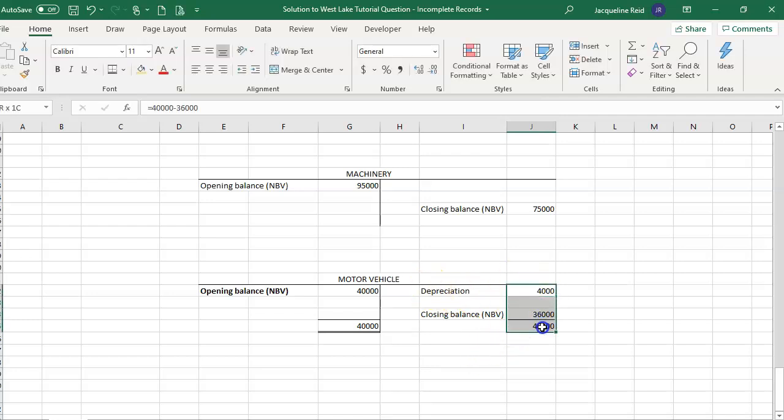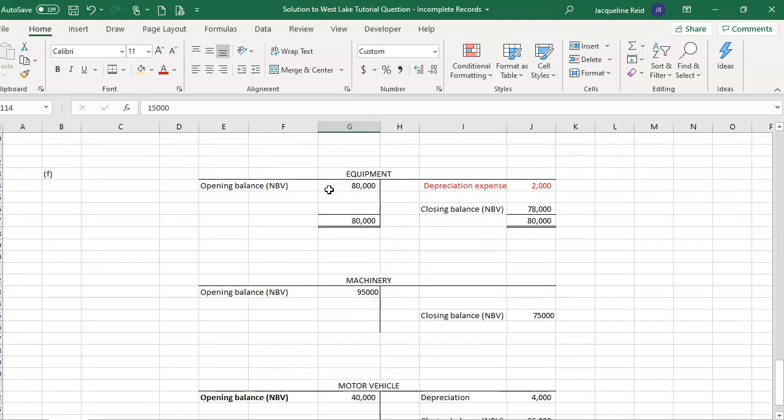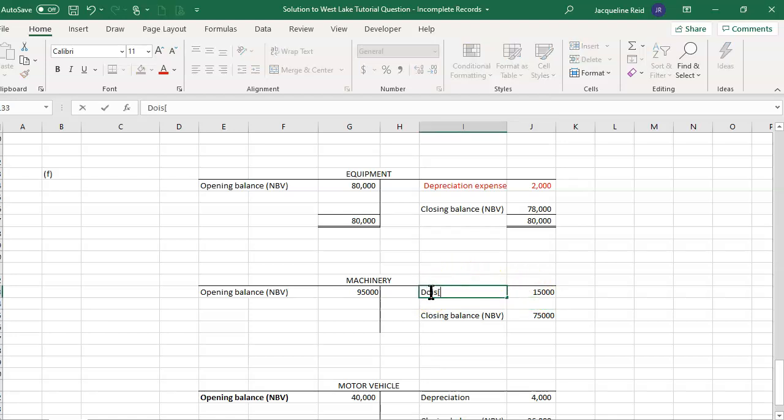Good. Now the last asset that we need to look at is machinery. And the reason why I left it for last is that, if you recall, we had moved $15,000 to the debit side of the disposal account. That means that the credit was somewhere over here. So this 15,000 was sent to the disposal account when the asset was sold.